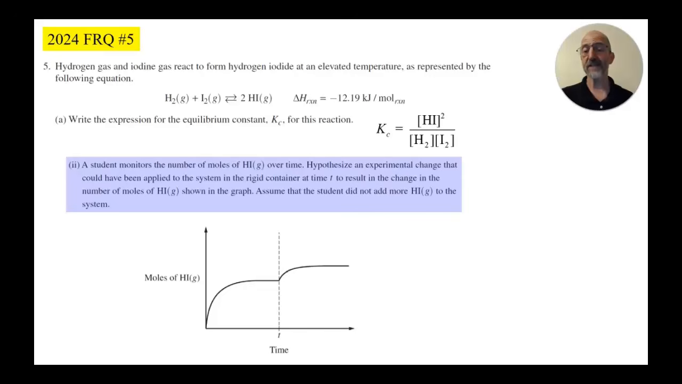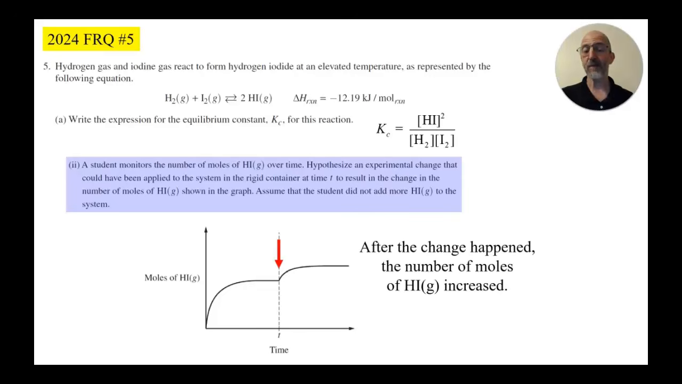Now, there's another part of this which is related to Le Chatelier's principle. How do I know this is related to Le Chatelier's principle? Well, at some point, there was a change that occurred, and that change happened right there where the dash is indicated as time t. So it says, what experimental change could have been applied to the system at time t to result in the change in the number of moles of HI shown in the graph? So after the change happened, the number of moles of HI increased, so there was a net conversion from left to right. There was a net conversion from reactants to products as a result of the change.